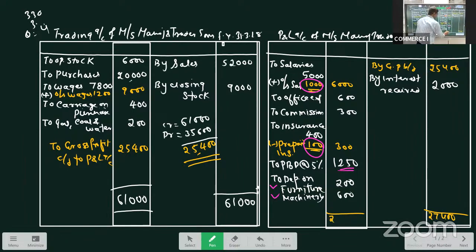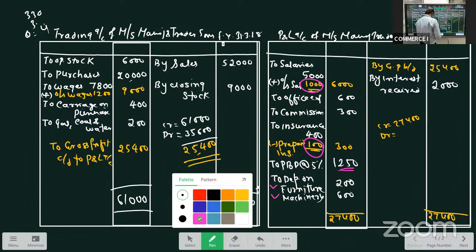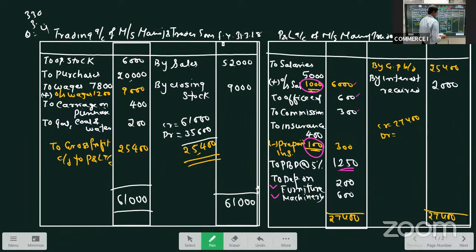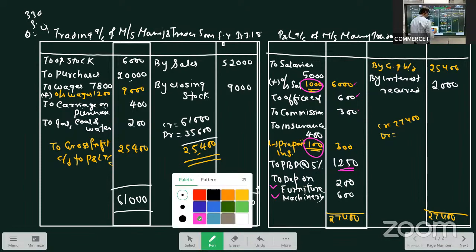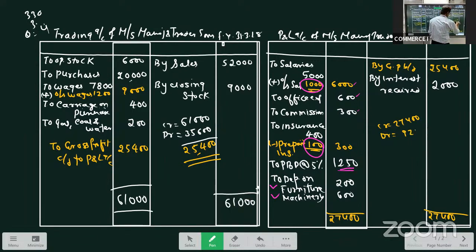What is the total on the credit side of profit and loss account? You see 25,400 plus 2,000 is 27,400. From these, deduct the items on the debit side. So what are the items? 6,900, plus 3, 7,200, 8,200, 8,400, 8,600, 9,250. The total is 9,250. Deduct these, you'll get 150.